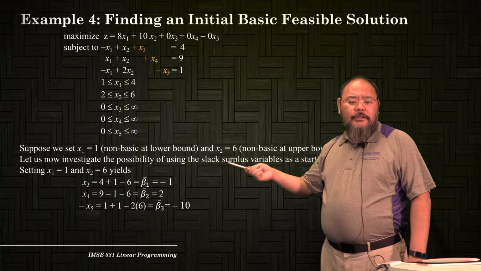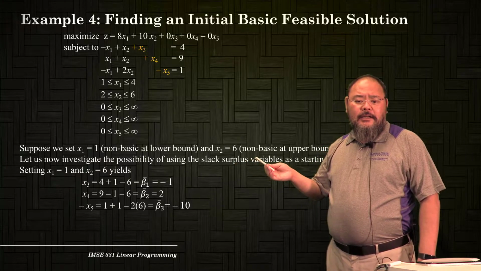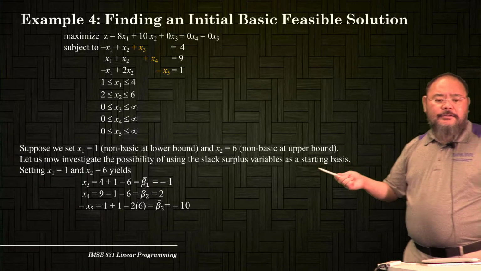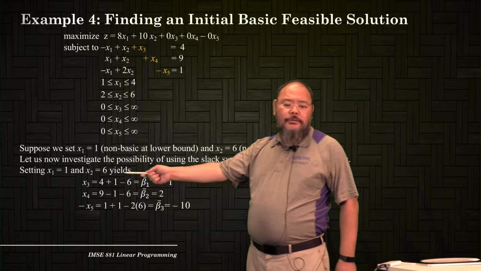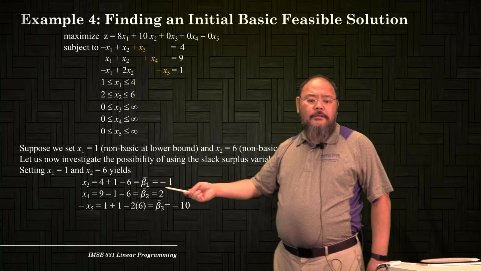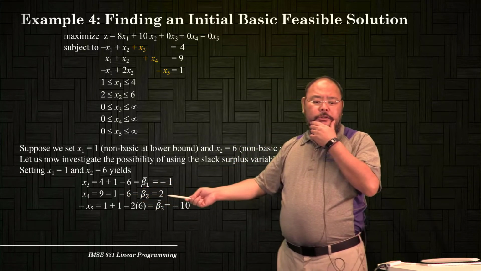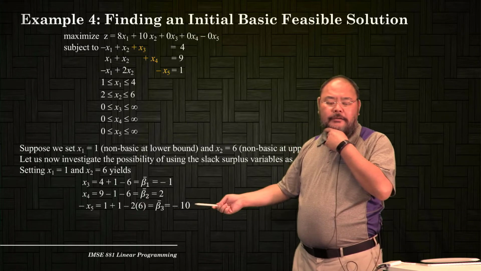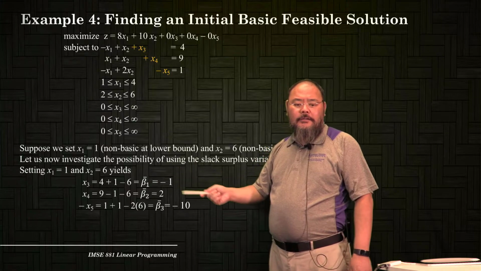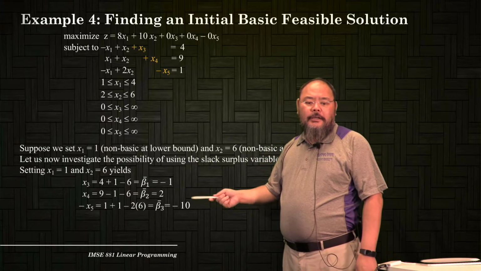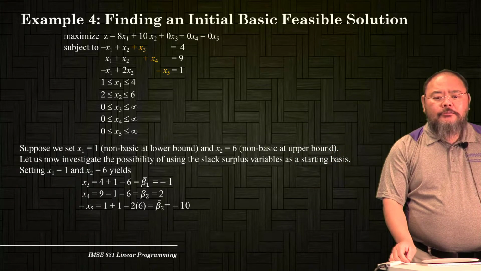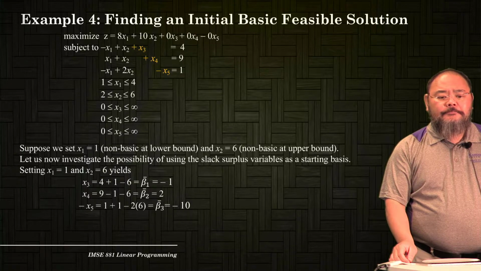Now we're going to see what happens with the slack and surplus variables as a starting basis. With x1 equal to 1 and x2 equal to 6, we get x3 equals -1, x4 equals 2, and x5 equals -10. Therefore, it violates the non-negativity constraints on the slack variable x3 and the surplus variable x5. So what do we do in this situation?